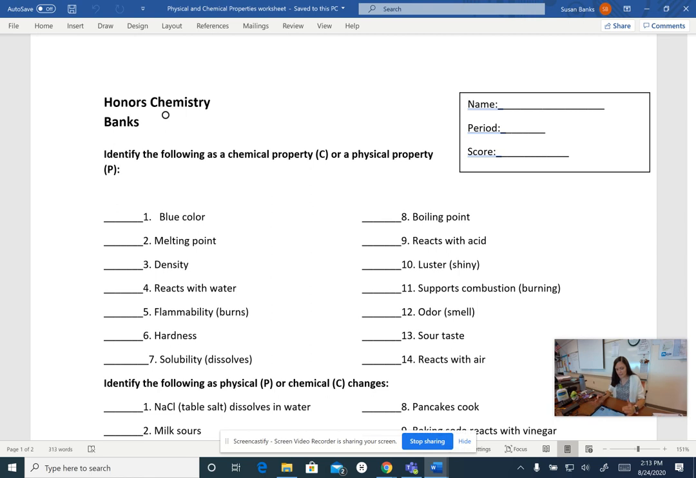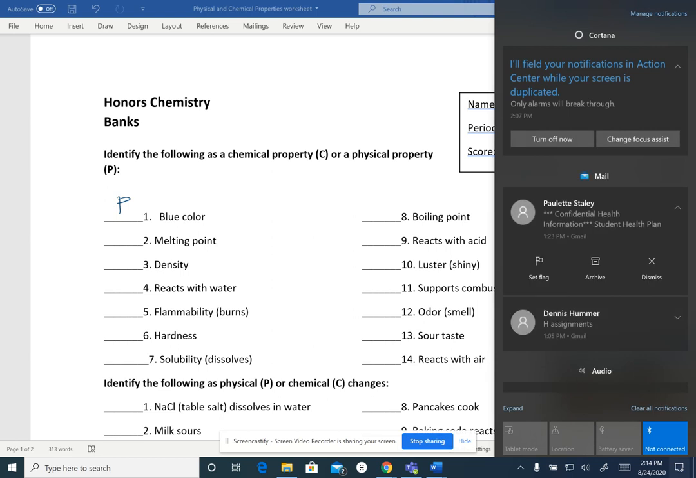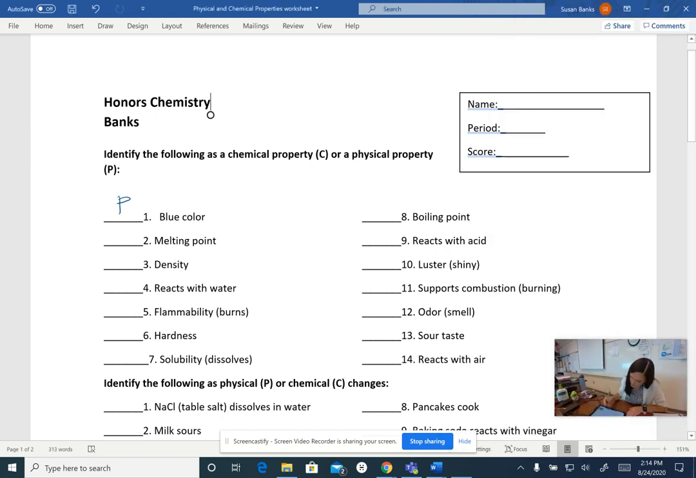Okay, have you gotten your answers for all of these? Let's go through them together. Blue color. Blue color is something I can observe without changing that material. So that is a physical property. Melting point. I'm not changing the material either. I am just changing the phase, solid, liquid, or gas. Density. Also, I'm not changing what that material is. So that is a physical property when I observe the density.